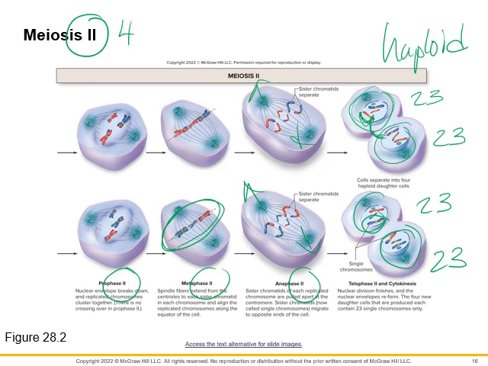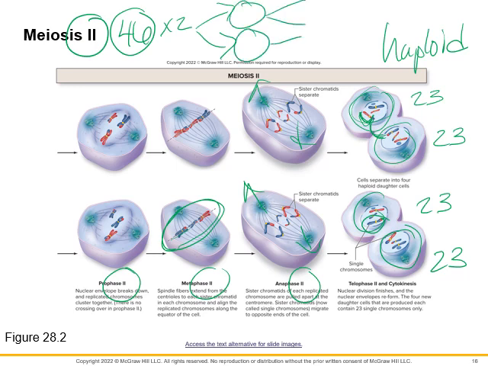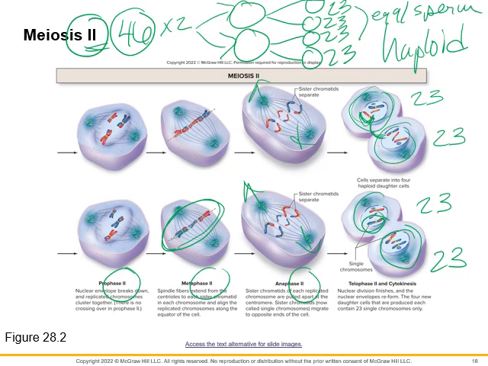So hopefully we're okay with this: we started with 46, then we duplicated all the chromosomes, then we crossed over, then we split into 2 cells, and then those 2 cells split again in this second round of division, and we end up with 4 haploid daughter cells. These are going to become the egg and sperm, depending on which organ we're talking about.